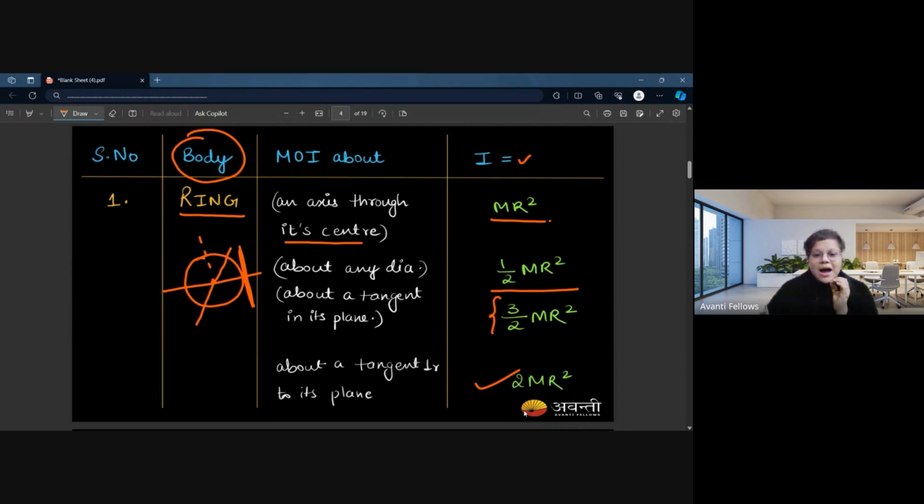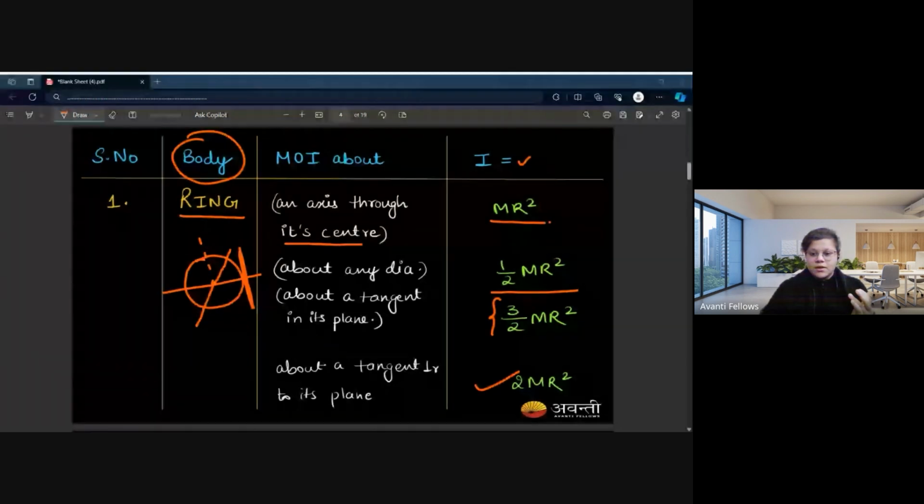Now about a tangent which is perpendicular to that plane. Okay, wait a second.